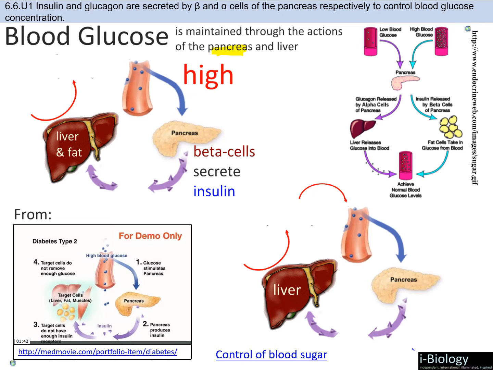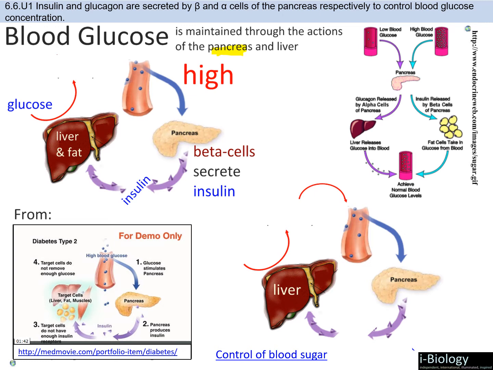And as it travels through the body, eventually it hits the target cells of the liver, and sometimes muscle or fat cells as well. What it does is it gets the muscle cells, liver cells, and fat cells to increase the uptake of glucose. So if you remember, glucose is actually a pretty large molecule, so it doesn't move through the cell membrane very easily.